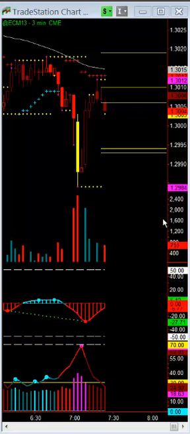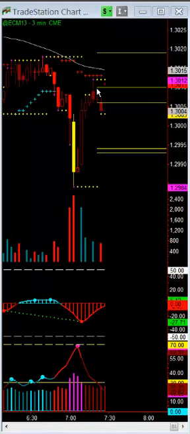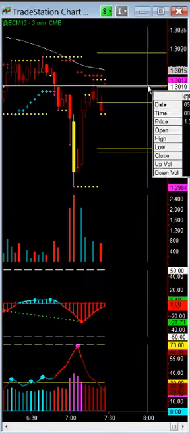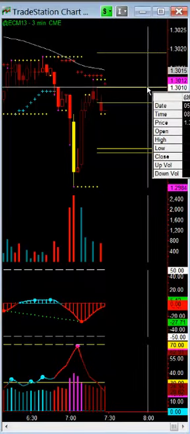In this video, I'm going to show you the new THD Zones indicator that we are developing. And as you can see, the yellow lines here are your zones. So we had a zone right here at 3010.